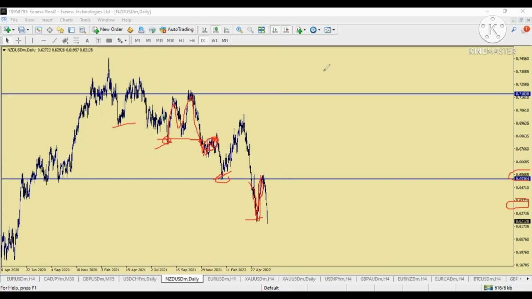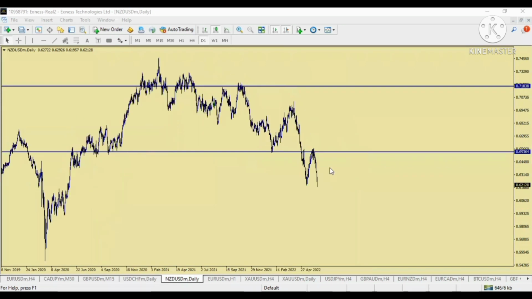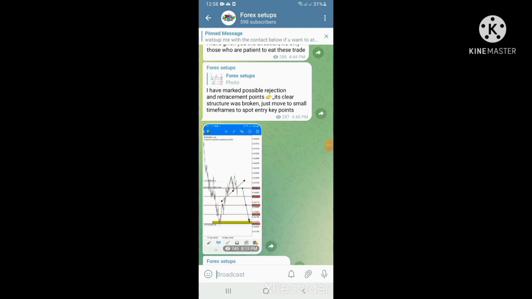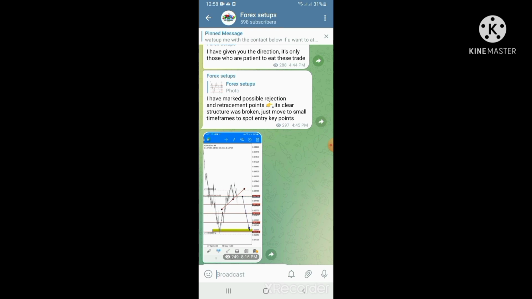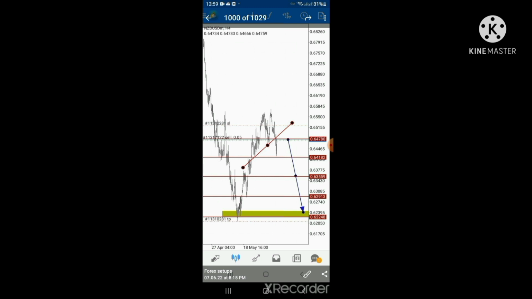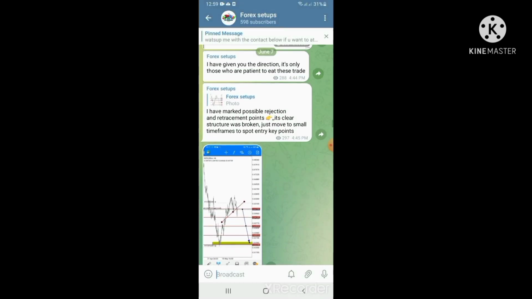So we have marked that point, and you could see that I gave you guys this trade. I told you that only those who are patient are going to be able to earn from this trade. Now watch this. You could clearly see that I shared this analysis even in my free group. You can see this on the DSD, and I have marked possible rejection and retracement points.